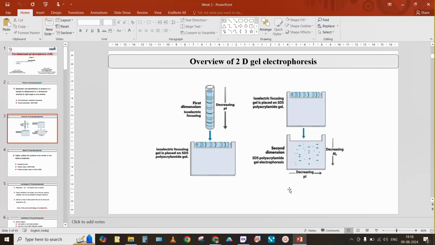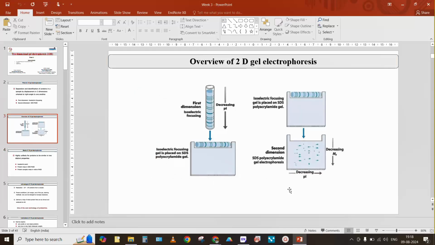So this was 1D isoelectric focusing, whereas SDS-PAGE, which we also discussed in the last class, is sodium dodecyl sulfate polyacrylamide gel electrophoresis. In this step, proteins are denatured and coated with sodium dodecyl sulfate, which gives them a uniform negative charge proportional to their mass. When an electric field is applied, the proteins move through the gel, with smaller proteins migrating faster than the larger ones.